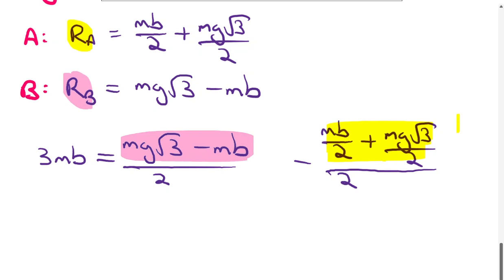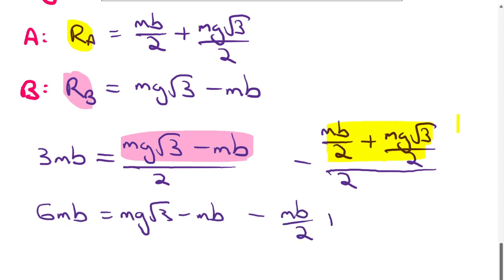Now we have the algebra, which is painful because we've used so much brain so far. So let's get rid of fractions first. So multiply everything by 2. That gives us 6MB equals MG root 3 minus MB, because we've got rid of that over 2. And then we've got minus MB over 2 plus MG root 3 over 2.